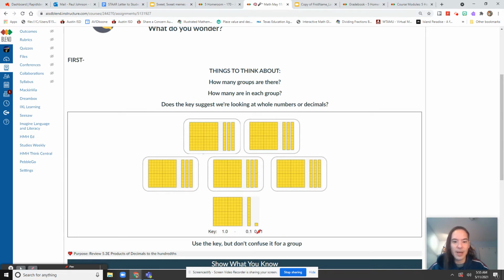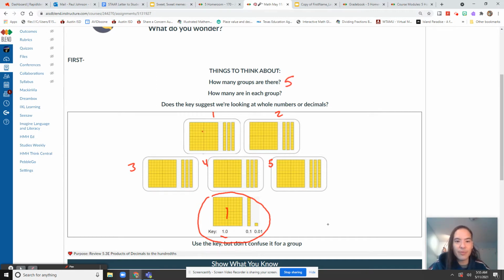So one of the things, always focus on the key. The key is important because this tells us that we're dealing with decimals. This is one whole, this is a tenth, this is a hundredth, right? So we looked at the key. Next thing to do is, how many groups do we have? It looks like we have 1, 2, 3, 4, 5 groups. So we have 5 groups.